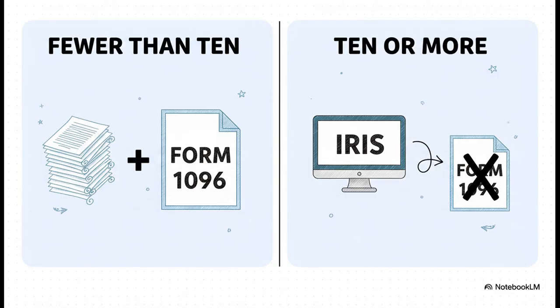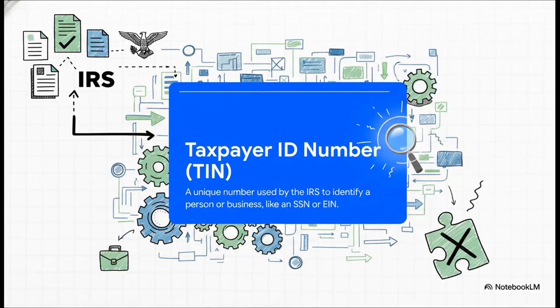So here are the 2 paths. For the very few people who can still file on paper, that's fewer than 10 forms, you need special scannable forms and a summary sheet called a 1096. For basically everyone else, you're e-filing. The good news? The IRS has a free online portal called IRIS that makes this way easier. And you don't even have to worry about that Form 1096. No, it doesn't matter if you file by paper or electronically.